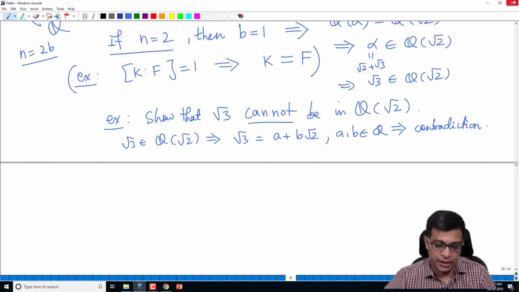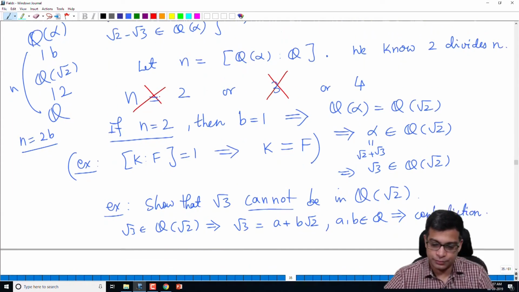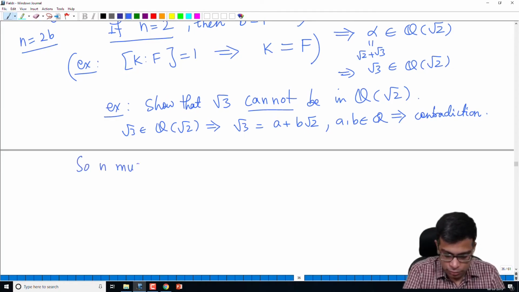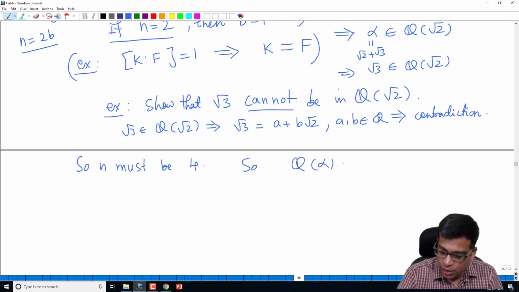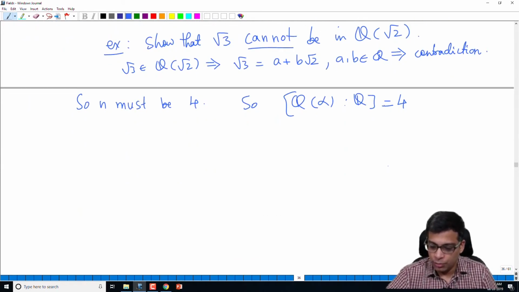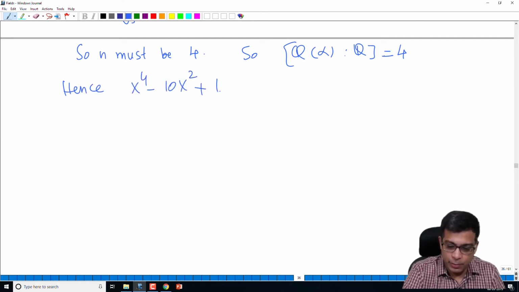So that means that n cannot be 2. So n has to be 4. So Q alpha colon Q is 4. Very good. This is what I said in that video. In fact, we now can say hence x power 4 minus 10x squared plus 1 in Qx is irreducible also.